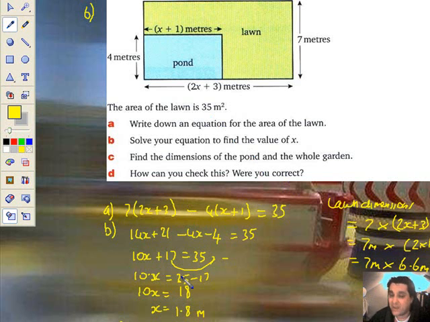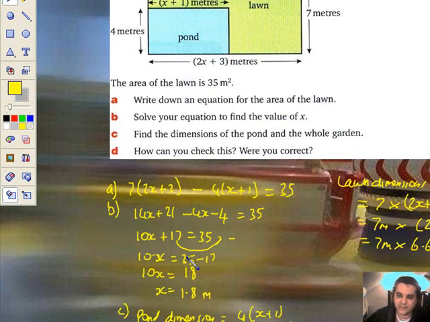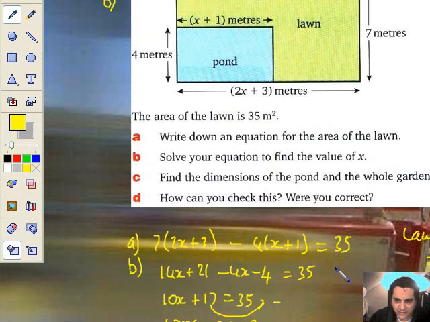I've got to take away the area of the pond as well. Okay then, so here I go, let's just check it. So 7 times 6.6, that is the entire garden. What's the lawn bit, by the way? It comes to 35.